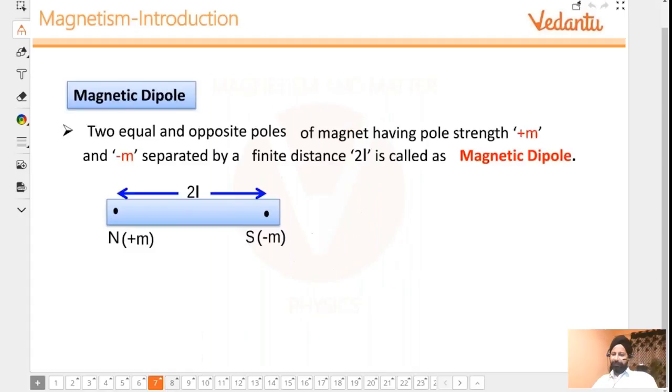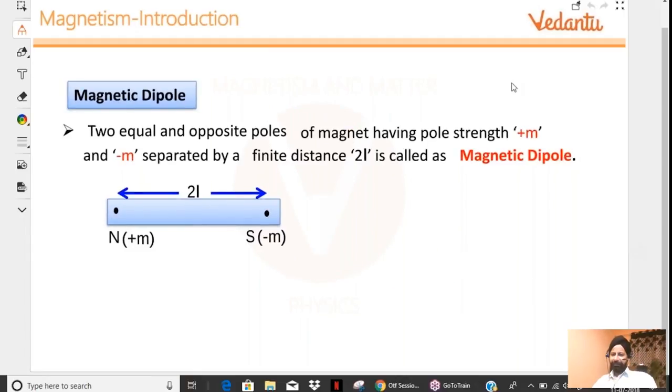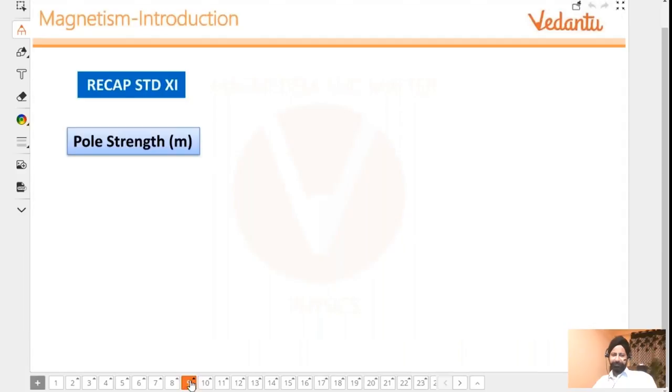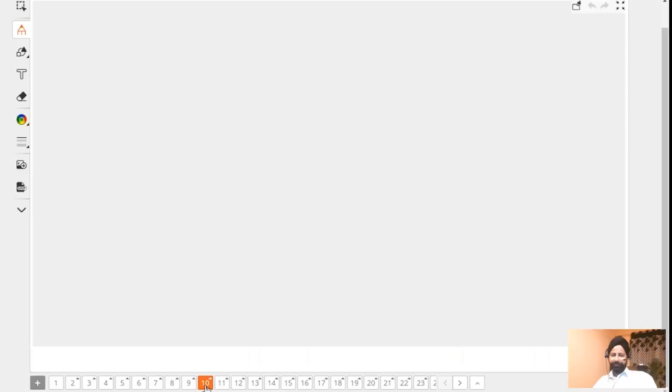Okay. So anybody who did not understand this, Tanya, Aryan, Ninad, Shreya Hegde, anybody who did not understand? Okay. Now the pole strength. Tanya seems to have understood. Others, I'm assuming.